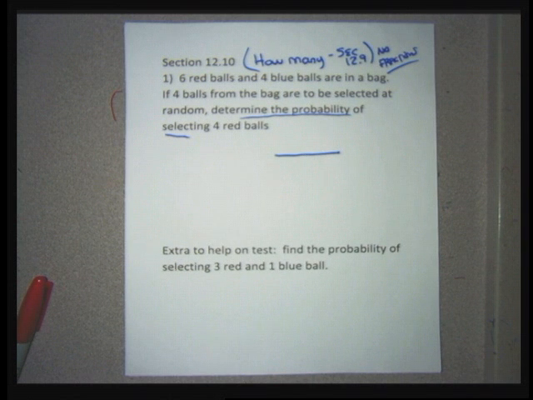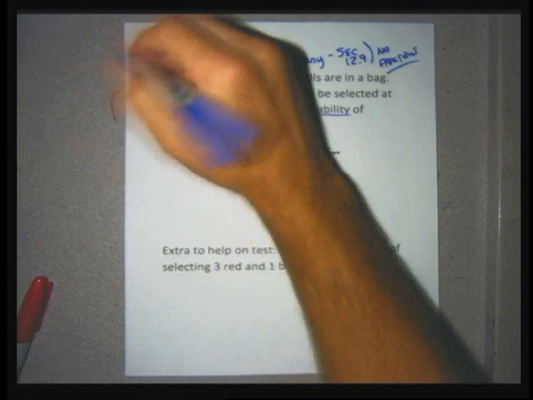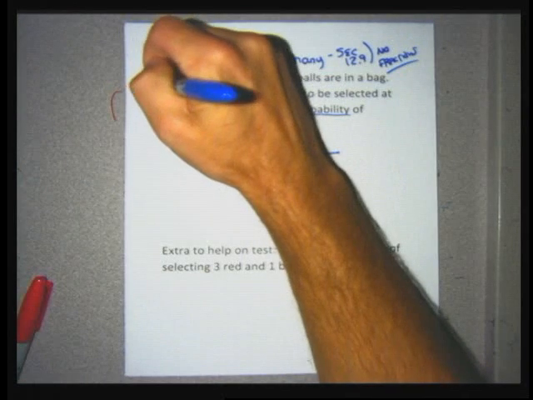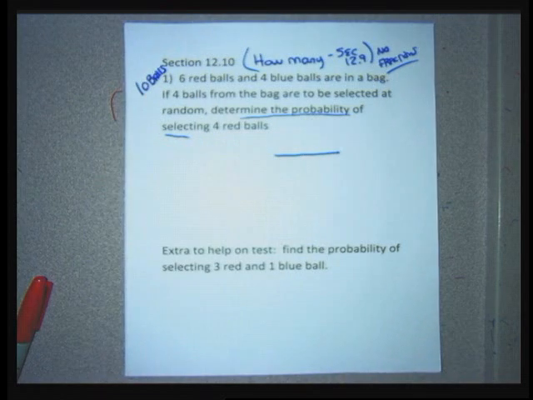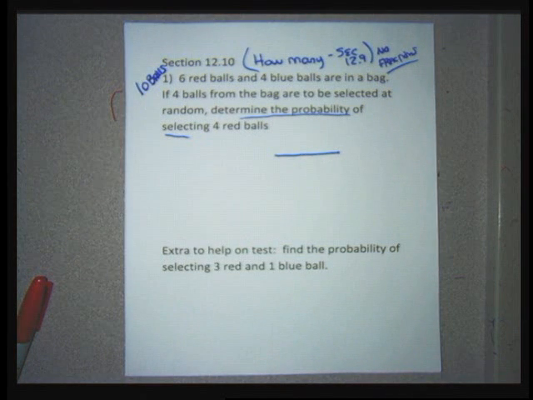All right, so let me just get started. In problem 1, a bag contains 6 red and 4 blue balls for a total of 10 balls in that bag. It says 4 balls are to be selected at random. Determine the probability that all are red balls.